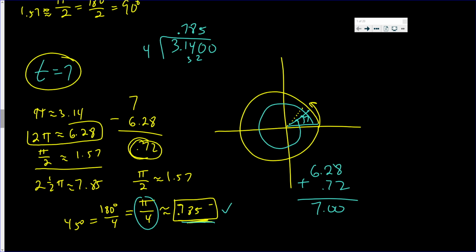Okay. So again, we only needed to go 0.72 more, so we don't go 0.78. We go a little bit less.